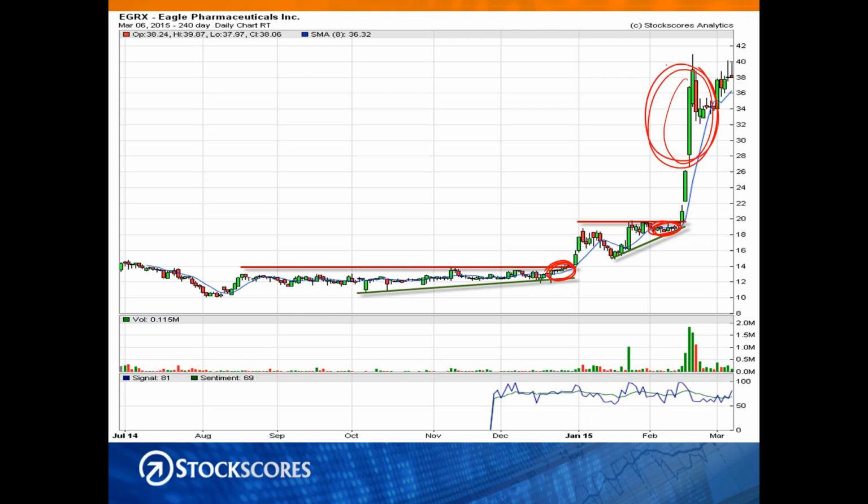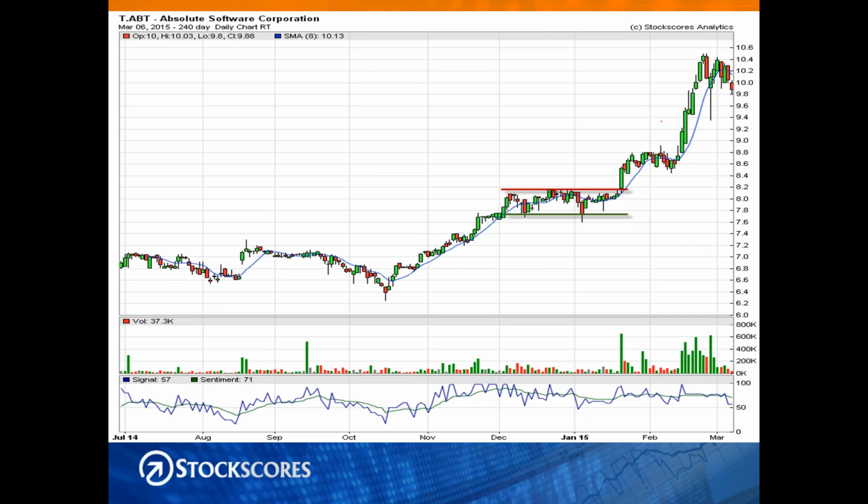This is not a break from low volatility because the stock's been moving up for a while already. This is a break from low volatility. This is a break from low volatility. But buying up here, you're too late. You're not buying the break from low volatility.